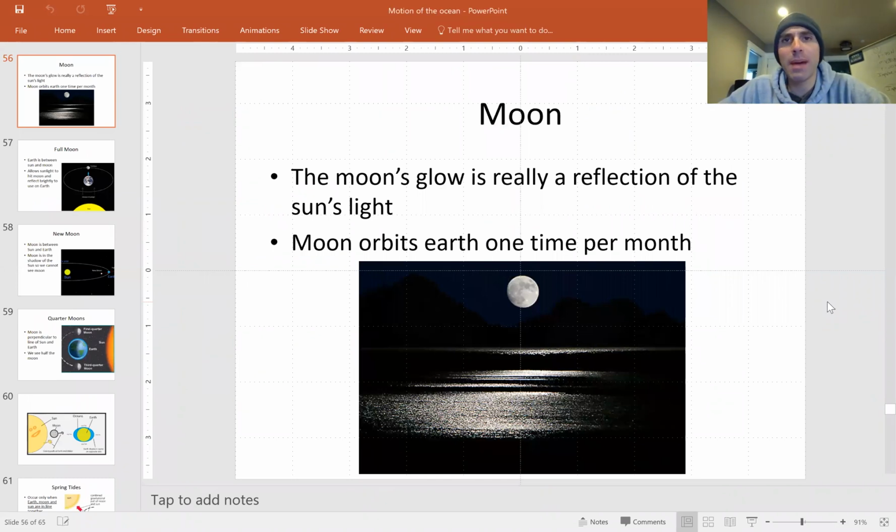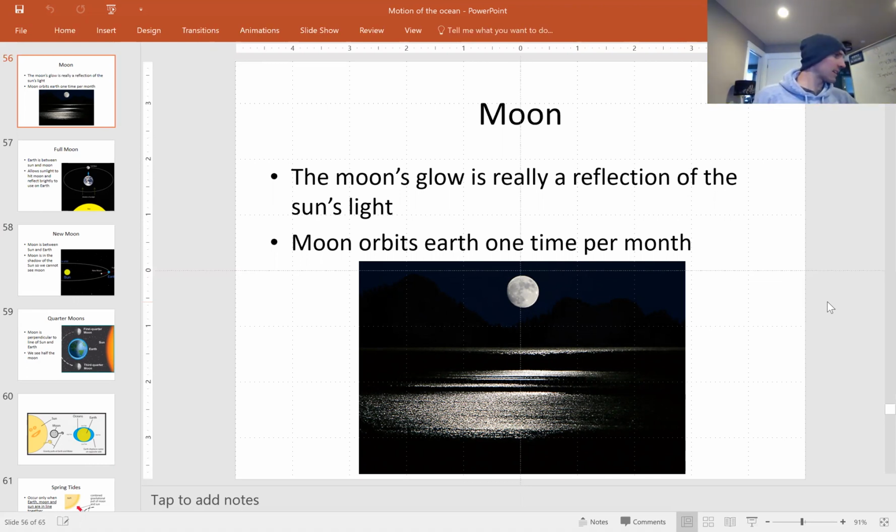So we are talking about the moon, all right? Earth's celestial body. It orbits around us. It has a gravitational pull on us as well as we do on it. The moon's glow is really a reflection of the sun's light. The moon does not emit its own light. Instead, the sun's light reflects off the moon, and that is what you see.